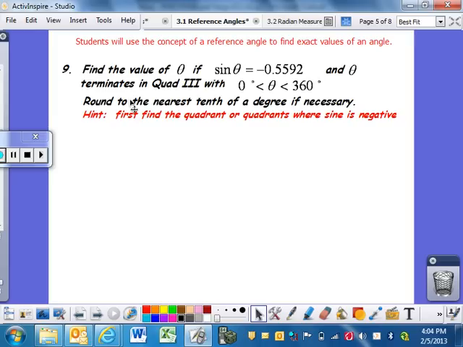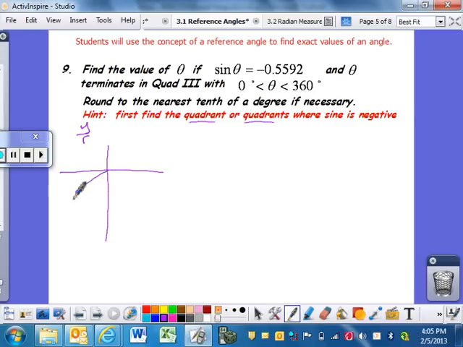So basically they're saying, okay, what angle do I get that makes this happen? Now, this isn't going to be necessarily a special triangle. What we need to do is figure out in what quadrants sine is negative. So sine is y over r. Where is y negative? And hopefully a lot of you are thinking, hey, y is negative down.